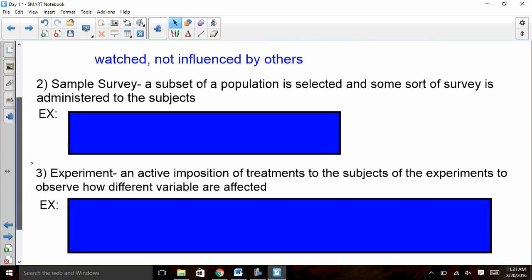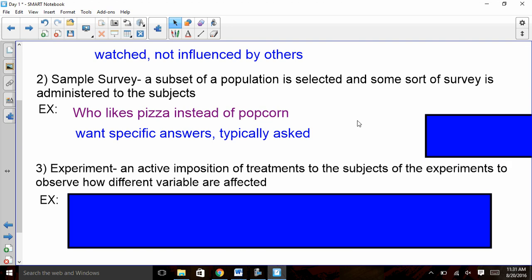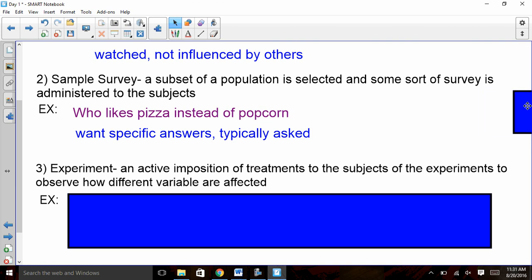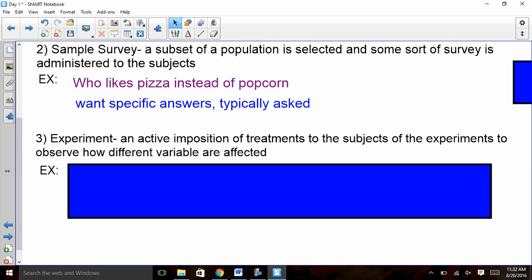The second type of way to collect data is called the sample survey. This is when a subset, which means a small set of the population, is selected and they're asked some stuff. So, for example, say we try and ask the juniors who likes pizza over popcorn. So the way to tell it's a sample survey is to ask specific questions. You're looking for specific answers, and this is typically done by asking something, whether it be given out on a piece of paper or just, hey, do you like pizza or popcorn?